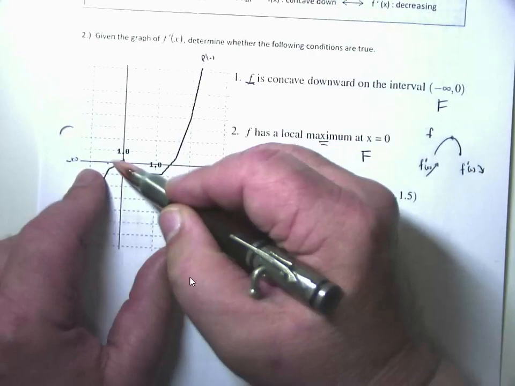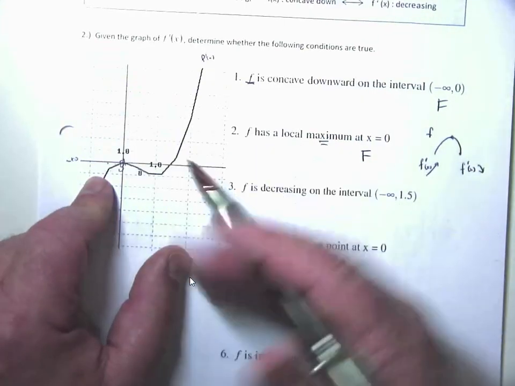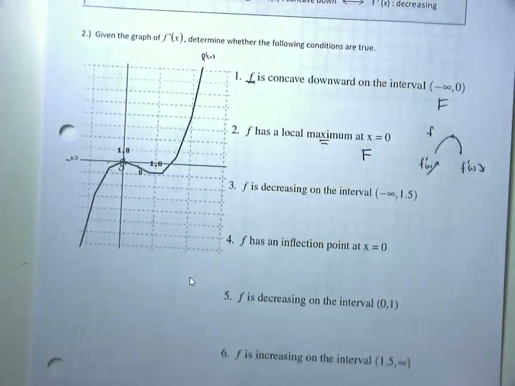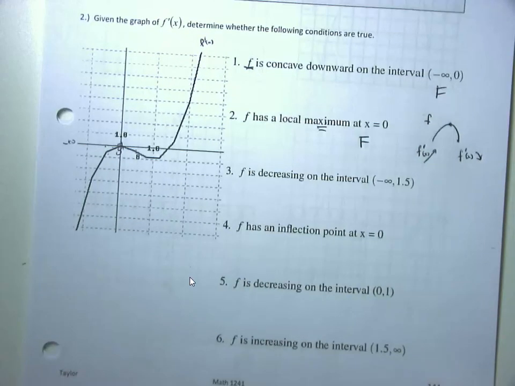Well, just before it, the derivative was negative, so you went down. You hit 0, and then the derivative's down again. So you go down, hit 0, and then go down some more. That's not a max-min point at all. So another false. Number 3, is f decreasing on the interval between negative infinity to 1.5?